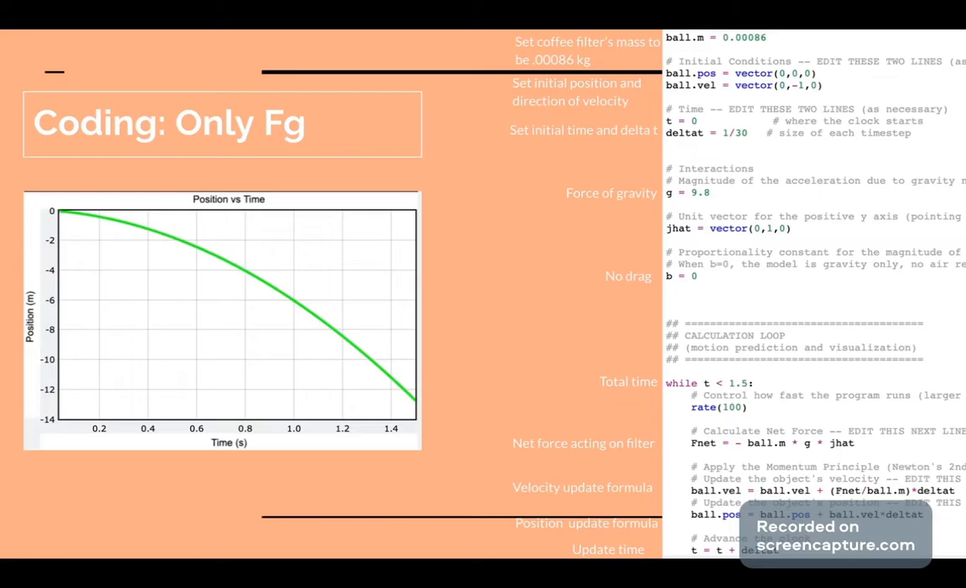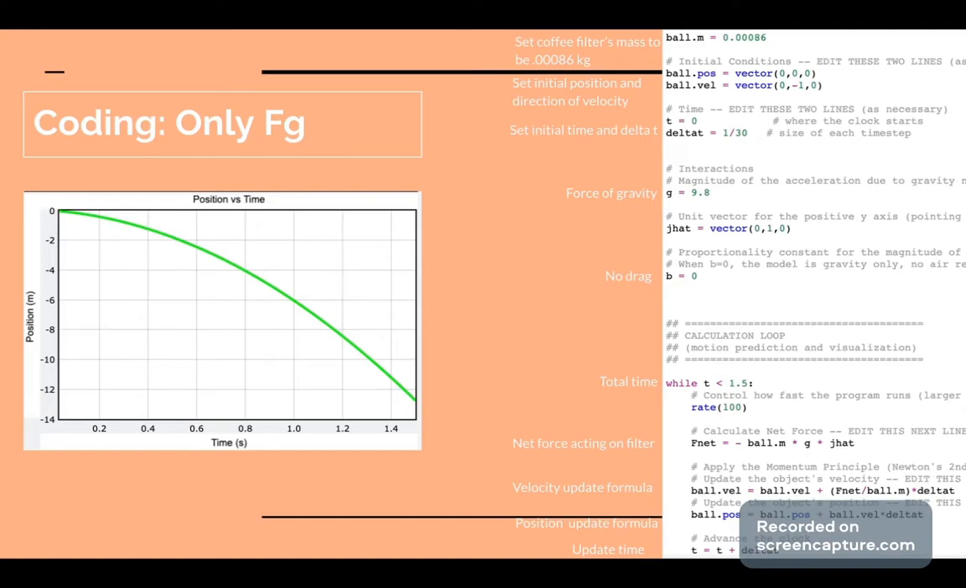The path of the coffee filter was started at time equals 0 seconds, and the position was taken every 1/30th of a second. g is the acceleration of gravity near the Earth's surface, which is 9.8 meters per second squared. b is equal to 0 in this code because the force of drag is being ignored. The condition of the while loop is that the loop will continue as long as t is below 1.5 seconds because the path of the filter was tracked for 1.5 seconds.